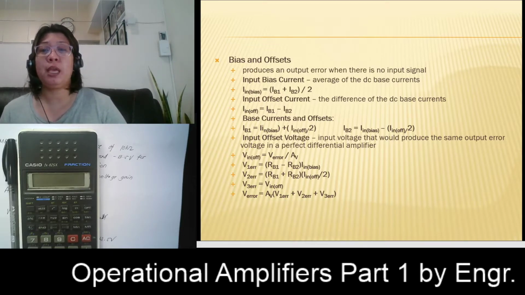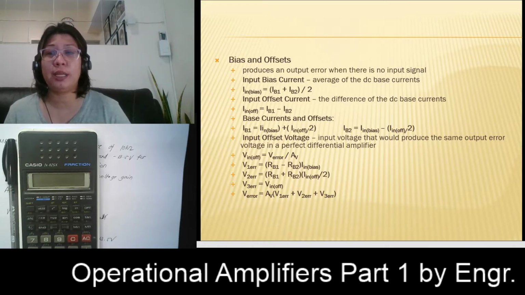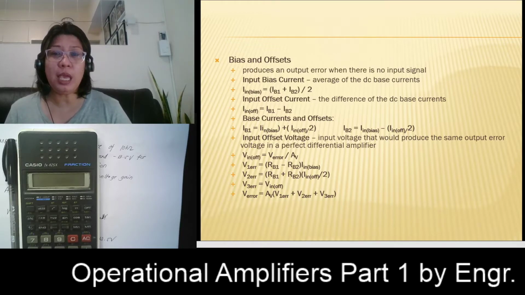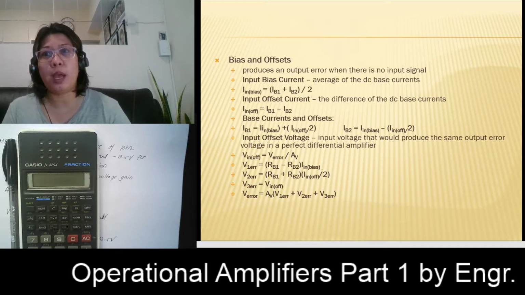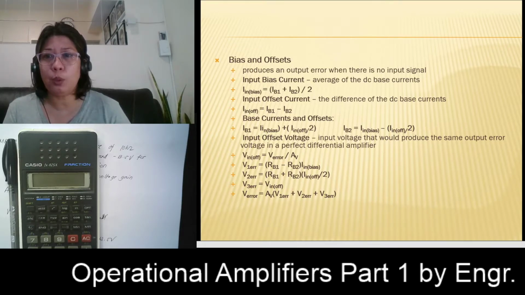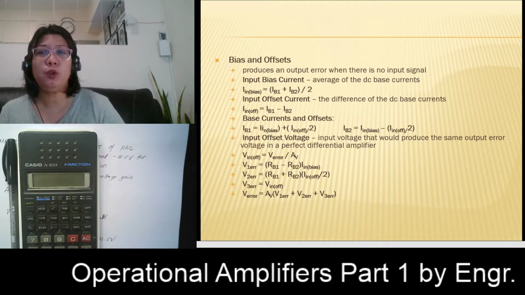Or we have here the input offset current, which is the difference of the DC base currents, I in offset, IB1 minus IB2. Okay? But in the table that we have discussed a while ago, your input bias current and input offset current are usually given in the specification sheet. So we do not need to measure your IB1 and your IB2 anymore. Usually, they are already pre-computed.